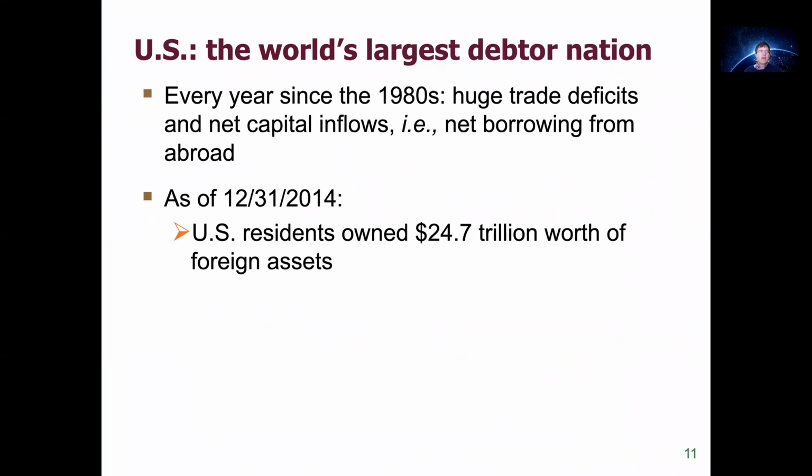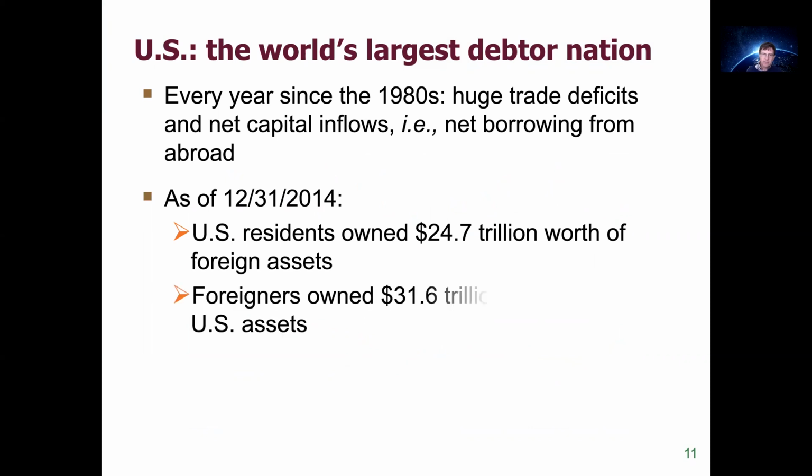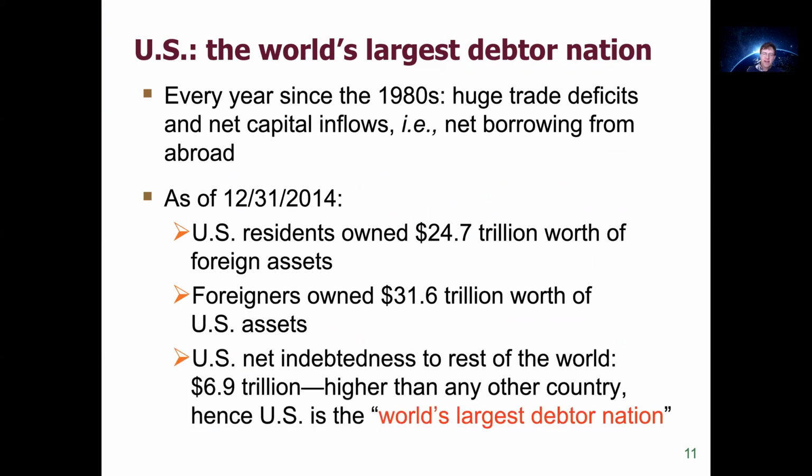As of way back in 2014, even back then, US residents owned 24.7 trillion of foreign assets. Foreigners owned 31.6 trillion worth of US assets. The net indebtedness back then was 6.9 trillion. That's almost a third of a year's worth of GDP.